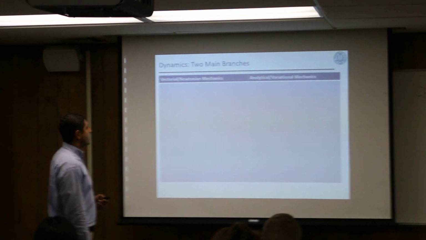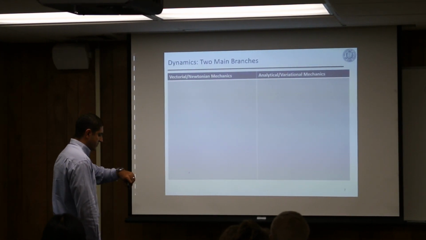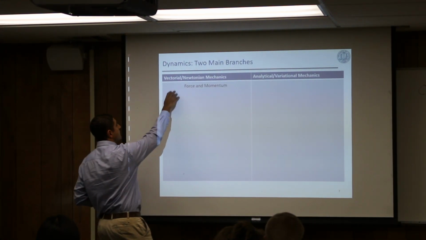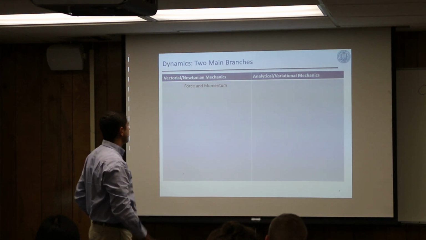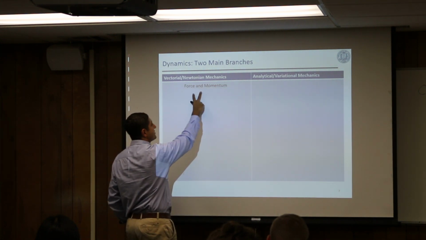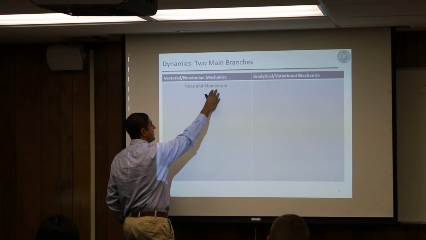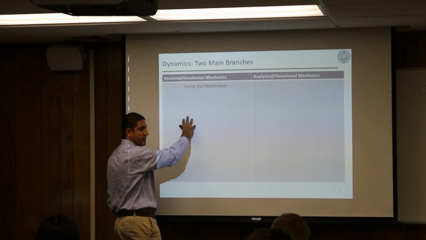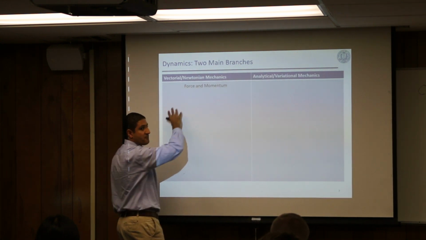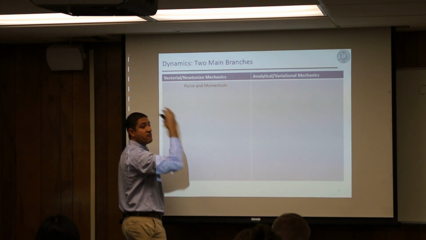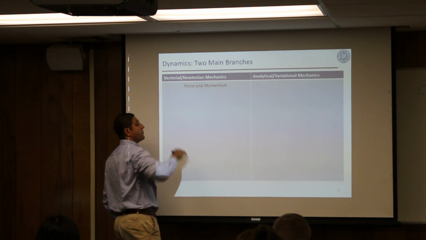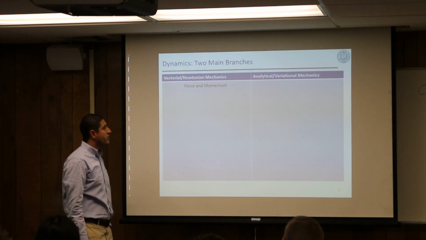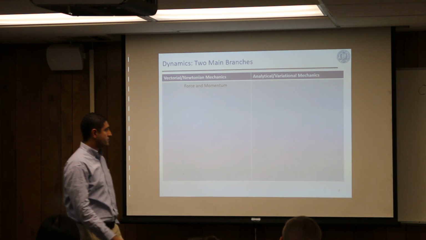Okay, we're summarizing. We have two main branches of dynamics. Like I said, the Victorian Newtonian mechanics versus analytical variational mechanics. The two main quantities here are the momentum and force. The rate of change of momentum is the force. This is Newtonian mechanics. Both quantities are vectors, so we're going to be dealing with vectors all of the time, and this is why it's called Victorian mechanics. Of course, dealing with vectors is a bit hard, and we need to be cautious when dealing with vectors.